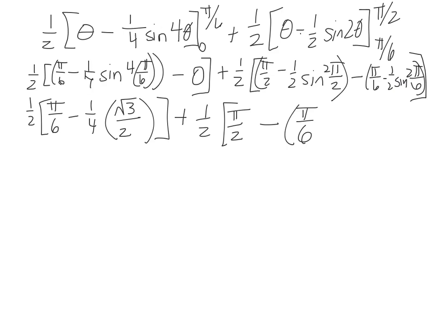Hang on just a second. I feel like I have a sign error in here. Oh, that's not what you want to do when you're making a video. Pi over 6, square root of 3 over 4 is definitely this quantity.